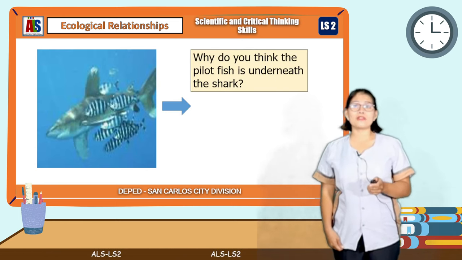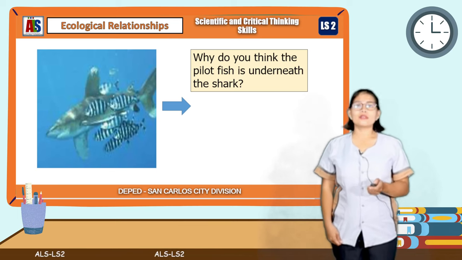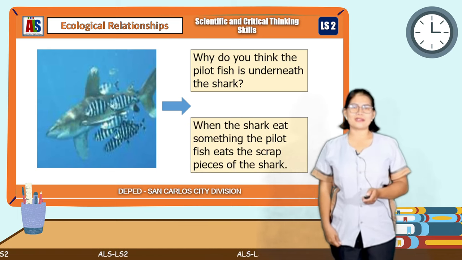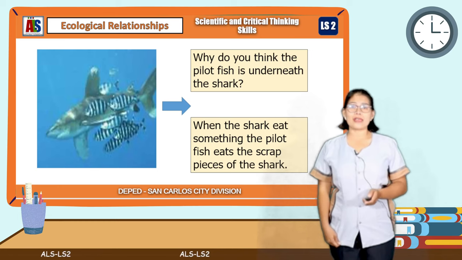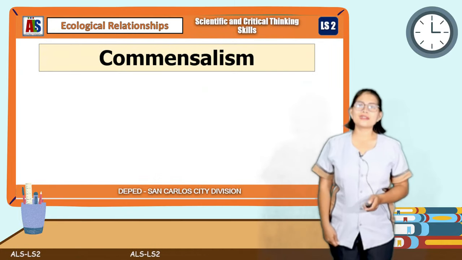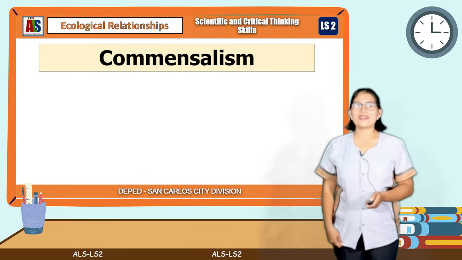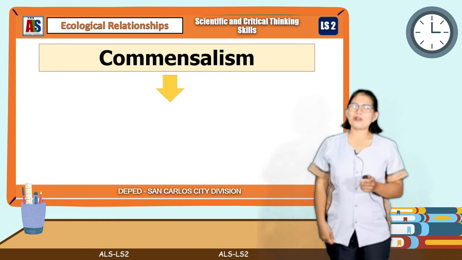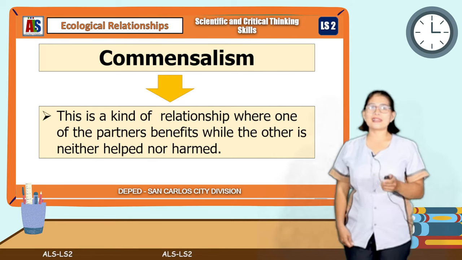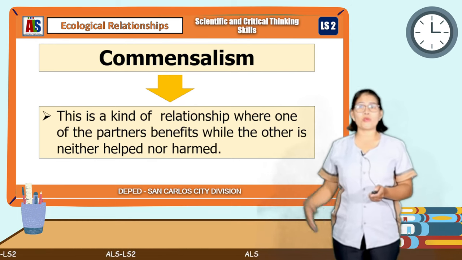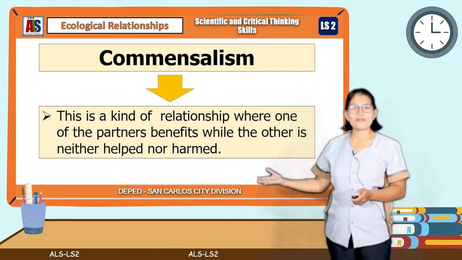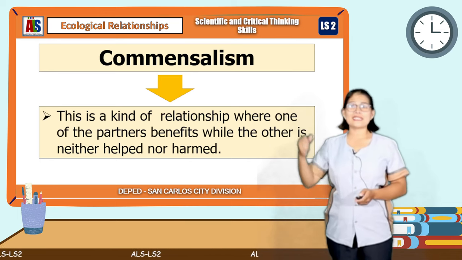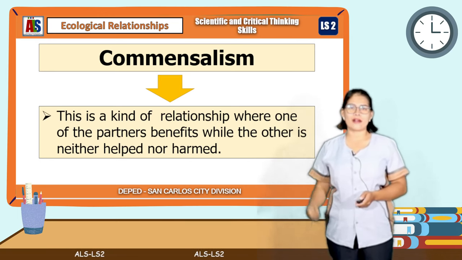Why do you think the pilot fish is underneath the shark? So what's the answer? When the shark eats something, the pilot fish eats the scrap pieces of the shark. So we call this what? It is commensalism. So what is commensalism? This is a kind of relationship where one of the partners benefits while the other is neither helped nor harmed.